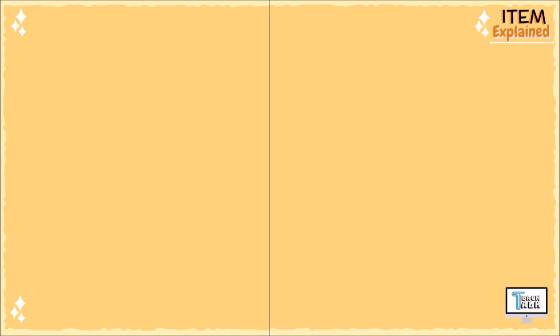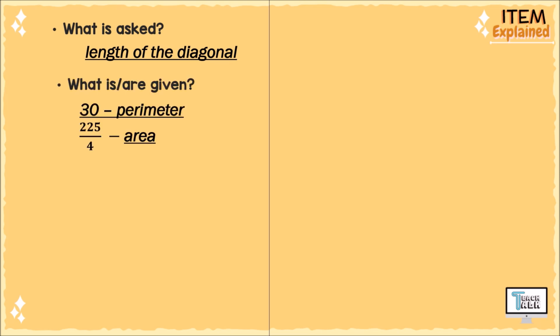To solve this problem, kailangan nating mahanap kung ano ang asked. Based sa problem, we need to find the length of the diagonal of the square. Meron ba tayong given values? Meron. We have 30 ang perimeter and 225 over 4 which is the area. Ano ba ang diagonal na sinasabi sa problem? Ito yon. Kung meron tayong square, ito ang diagonal.